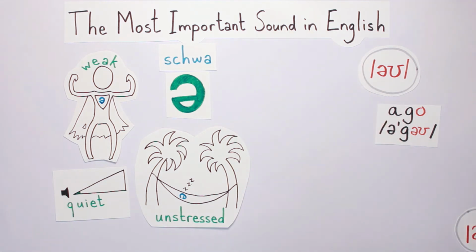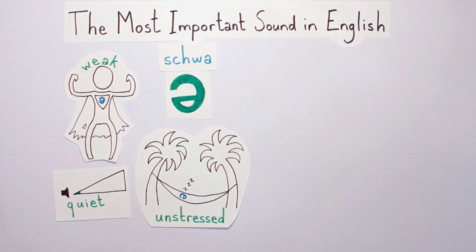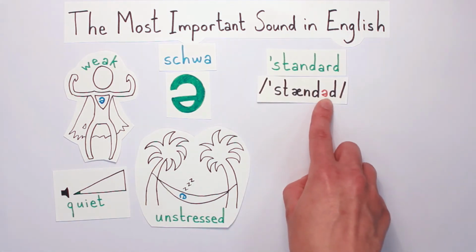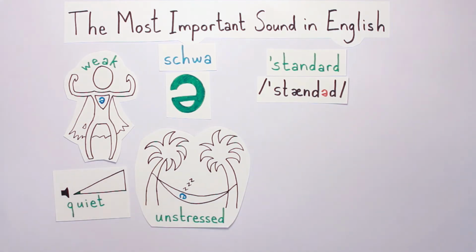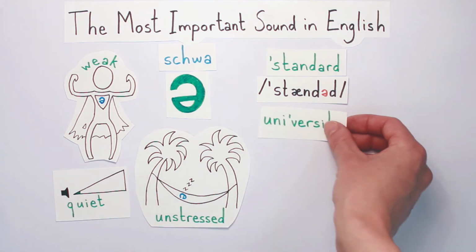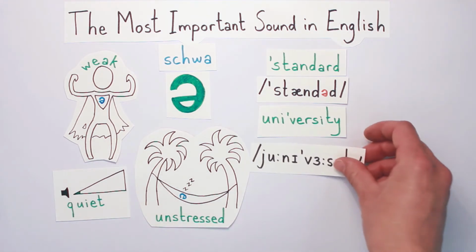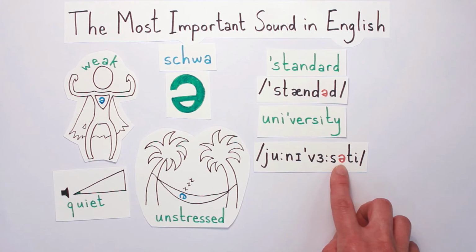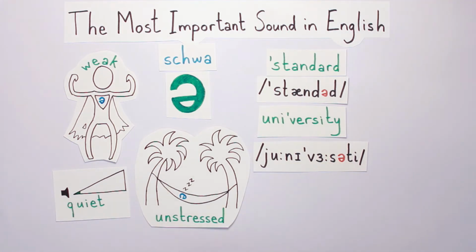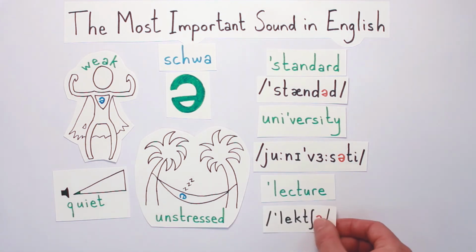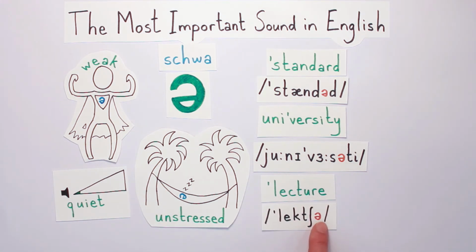Okay, let's have a look at some other words and see if you can hear the schwa. Standard, standard. Did you hear it? There it is at the end. Standard. University, university. Did you hear it? It's just here at the end. Lecture, lecture. It's just here at the end.